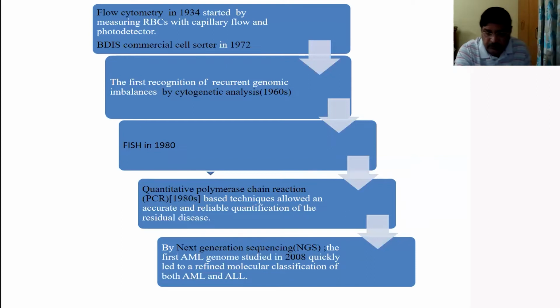Next generation sequencing, and the first genomic studies in acute myeloid leukemia quickly followed, and it refined the molecular classification of both acute myeloid leukemia and acute lymphoblastic leukemia thereafter.